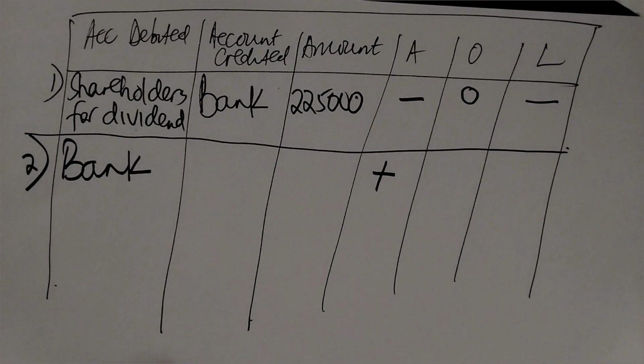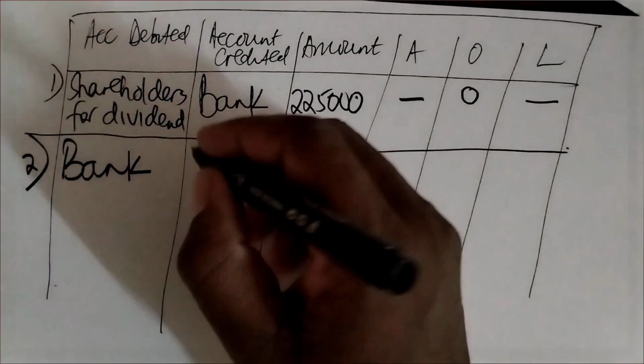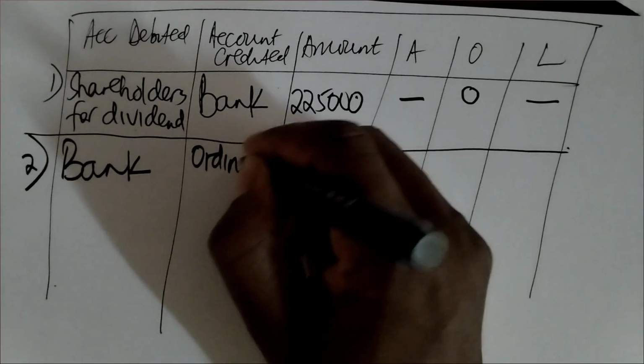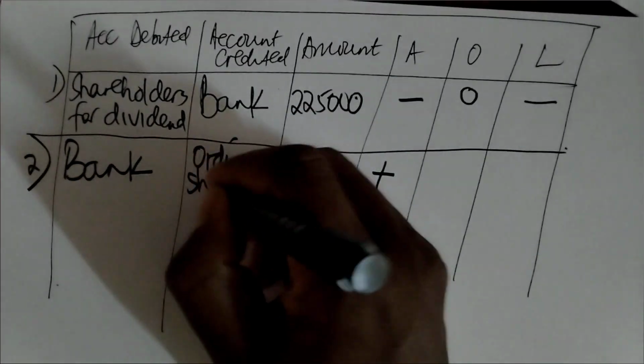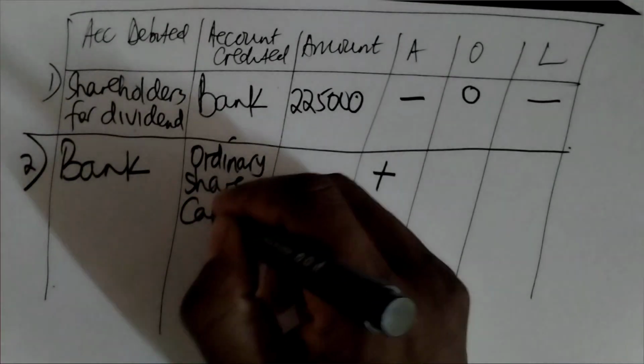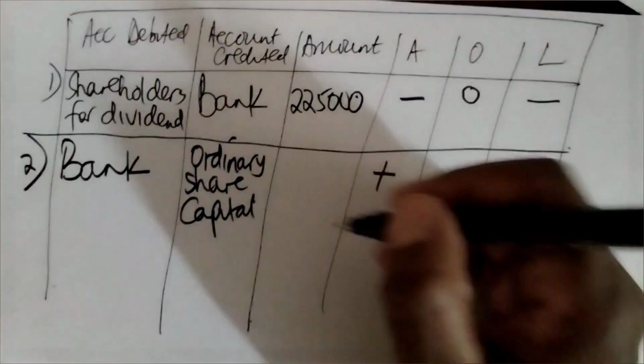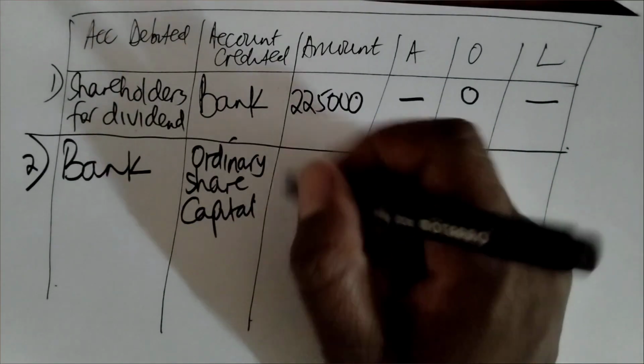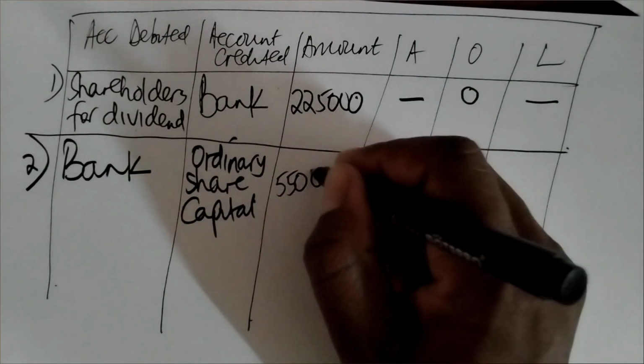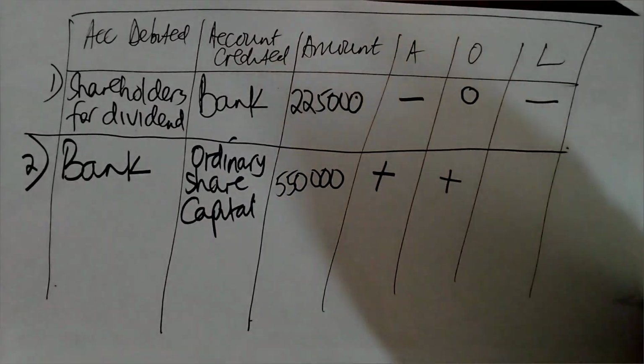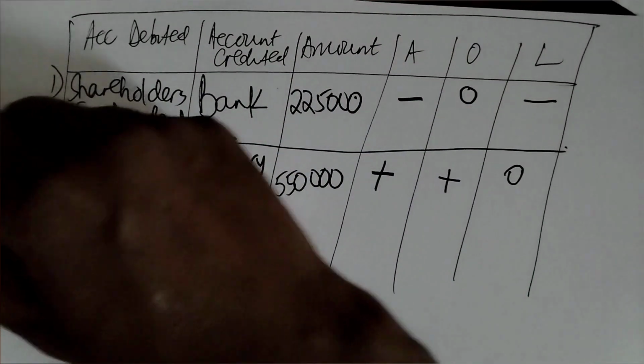And then what is this money for? They said for new shares, which means this must go to ordinary share capital. The amount is given as 550. Ordinary share capital is owner's equity. And then you are done.